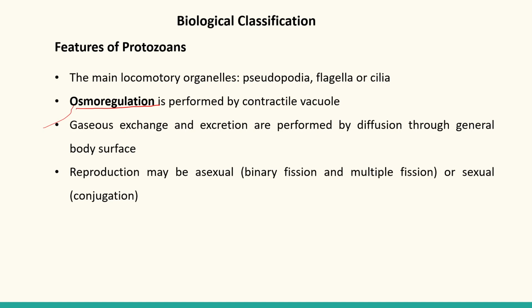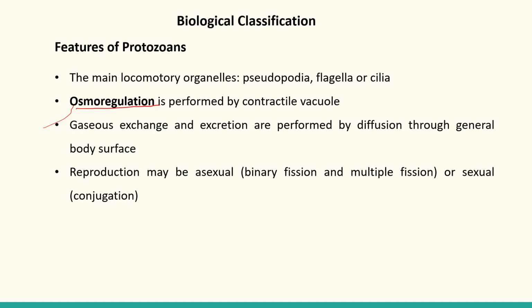So if we compare to the human body, which organ does the same function as the contractile vacuole? That is the kidney. This question is asked several times: which organelle in amoeba is present like the kidney in the human body? That is the contractile vacuole, which does the same function as the kidney does in the human body.